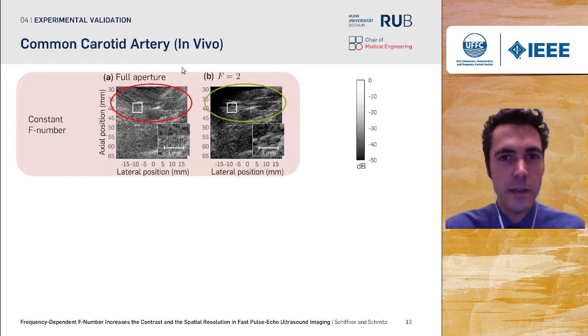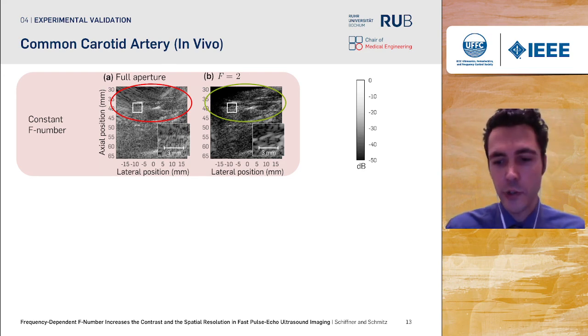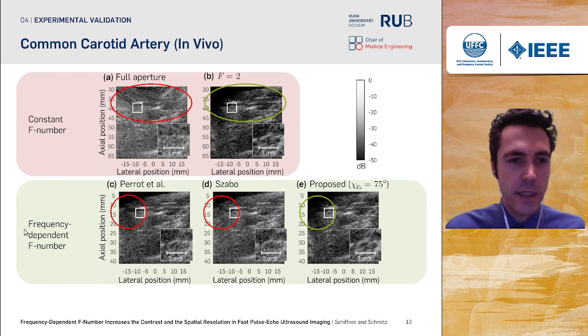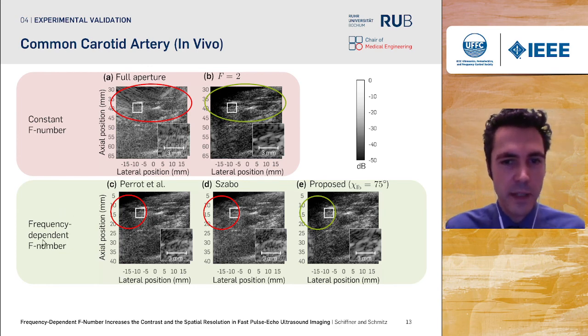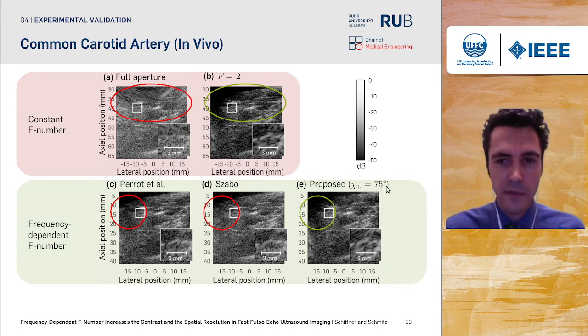The common carotid artery required a constant f-number of 2 to eliminate all visible image artifacts. Again, this f-number reduced the lateral resolution. The frequency-dependent f-numbers maintained this resolution, but only the proposed f-number with a grating lobe limit of 75 degrees removed the image artifacts.